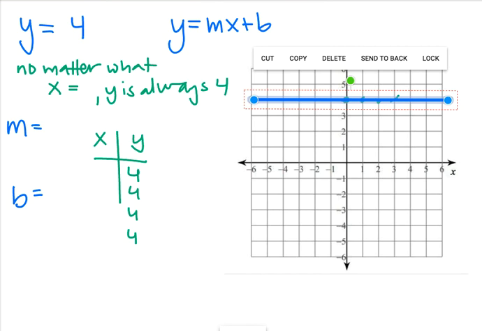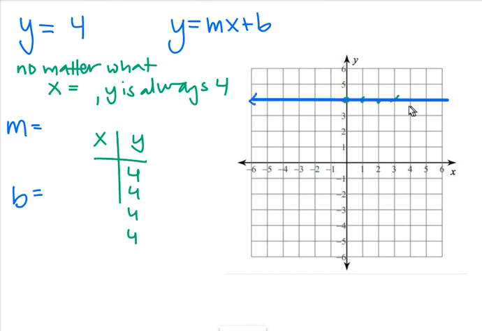Same thing happens if you have an equation where it says x equals a number. So remember, if you're asked to graph and it's not in slope-intercept form and you only have an x or a y, be very careful because that will make a horizontal or a vertical line. If it says y equals 4, then that means no matter what x you pick, y is always 4. And that's it.